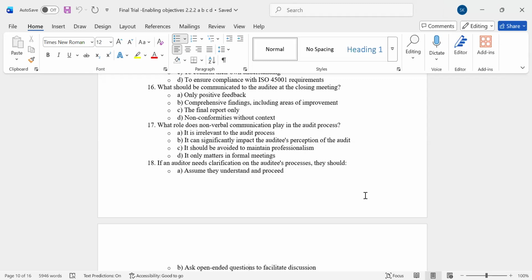Anil, question number 17th. What role does non-verbal communication play in the audit process? A, it is irrelevant to the audit process. B, it can significantly impact the auditee's perception of the audit. C, it should be avoided to maintain professionalism. D, it only matters in formal meetings.